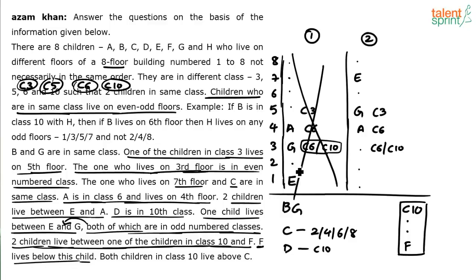By the way, if you see, floor number 4 is booked by A. So C cannot come on 4th floor. Can C come on 8th floor? C cannot come on 8th floor also.